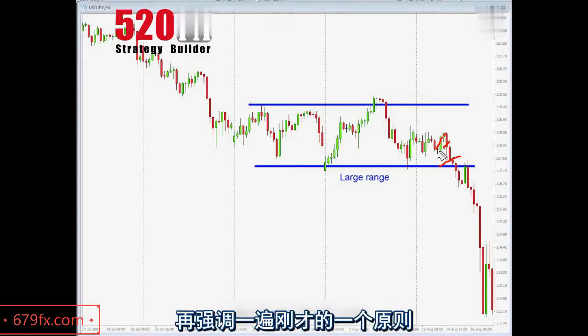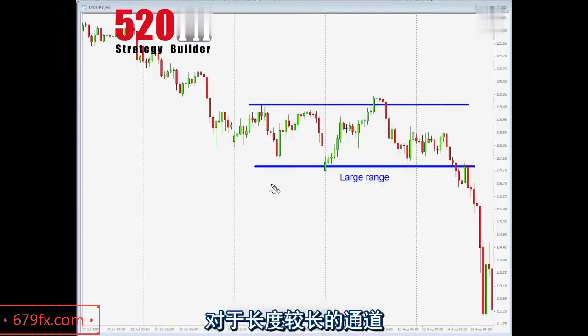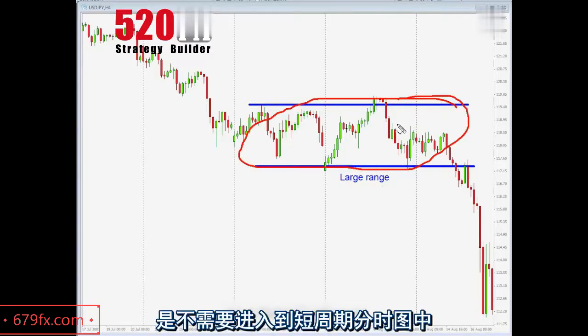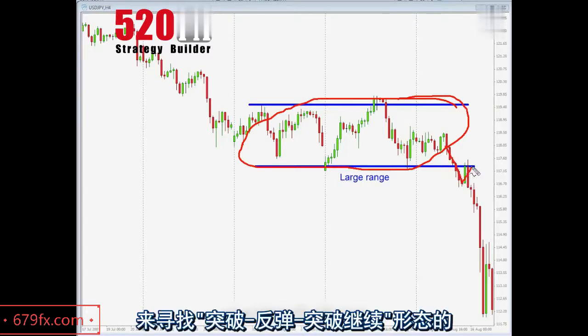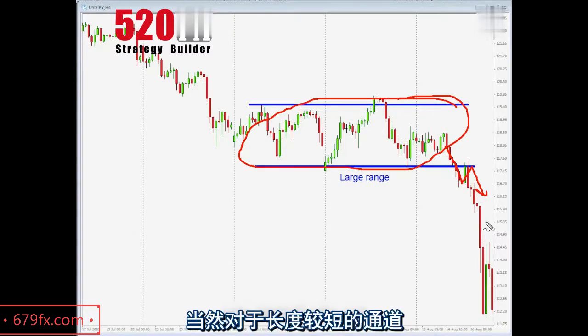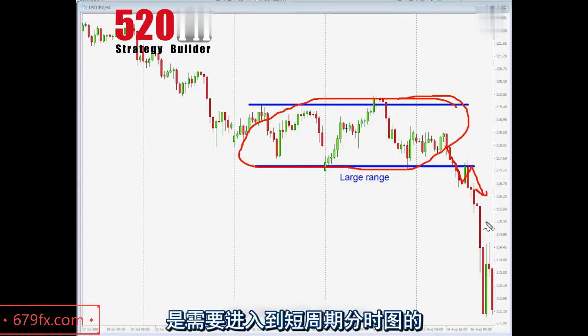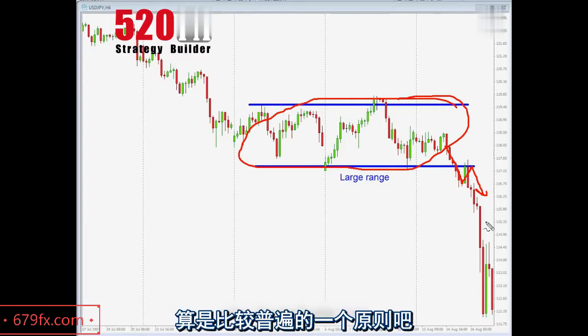All right, but like I was saying, as a general rule, okay, with longer ranges, as in this case, you don't need to zoom into the short time frames in order to spot the breakout pullback continuation. In shorter ranges, you definitely want to zoom in a little bit. Okay, just a general rule of thumb, like I say.